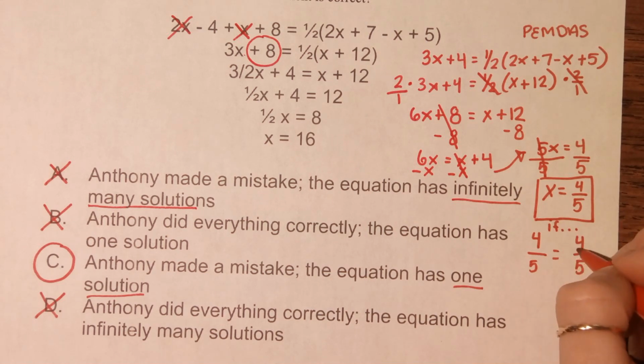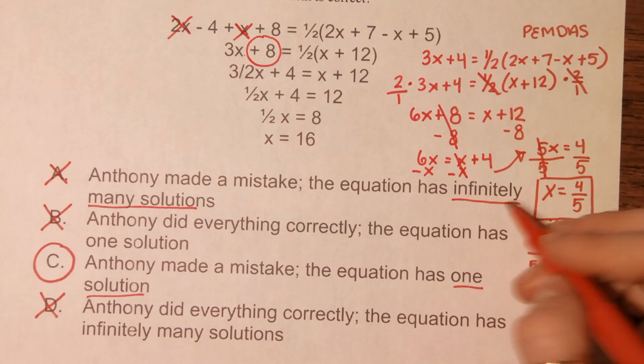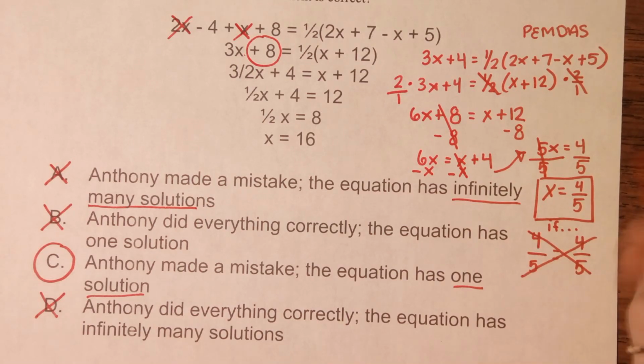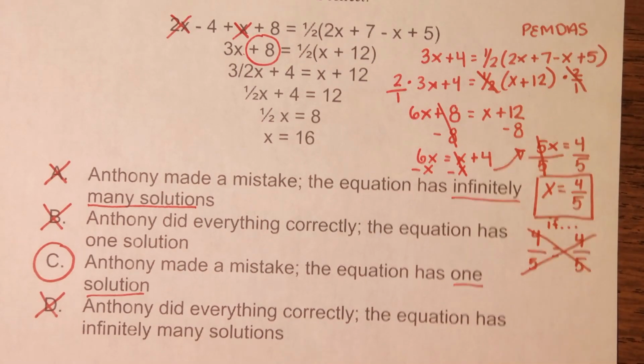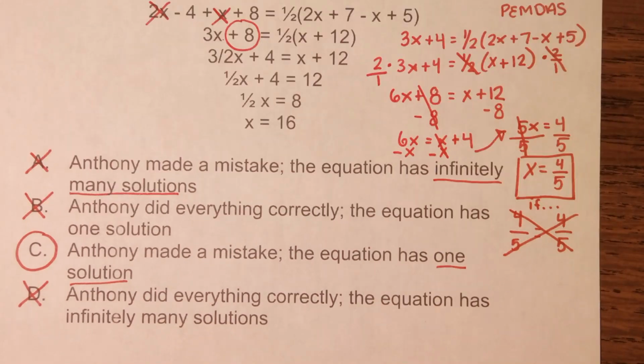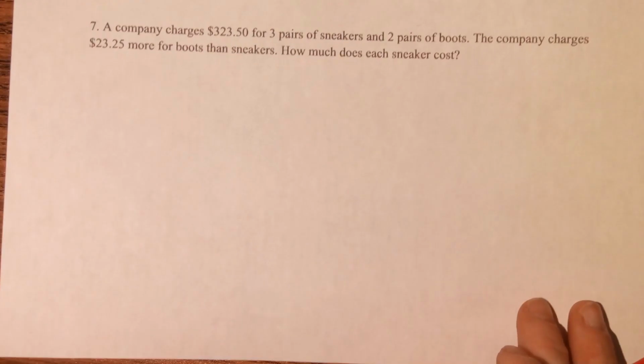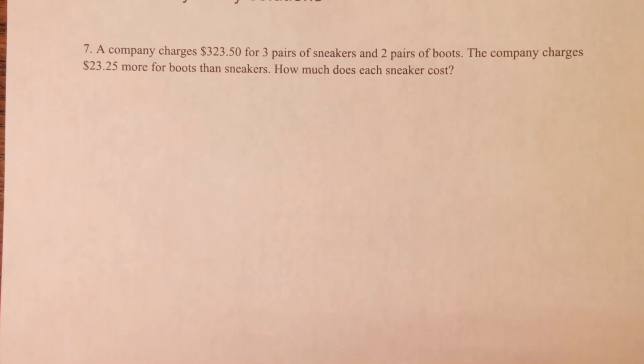Awesome. All right, now let's look at number 7. Number 7 is a word problem. Let's read it together. A company charges $323.50 for 3 pairs of sneakers and 2 pairs of boots. All right, stop there. Let's look at our first section. A company charges $323.50 for 3 pairs of sneakers and 2 pairs of boots.